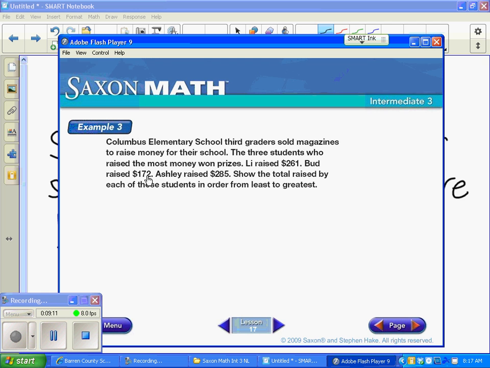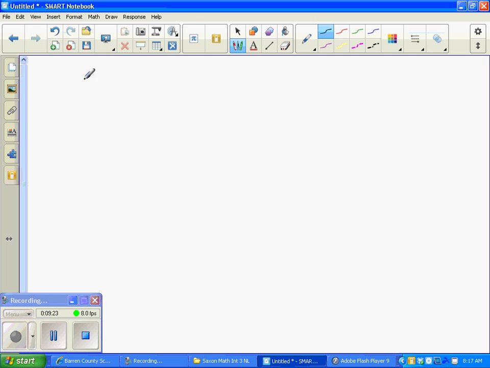See these 3 totals? We're going from least to greatest. So I need to be thinking least. That's smallest. Which one is it? The $172 is what we're going to write first. And watch this, $172, comma. Okay, what should come next?